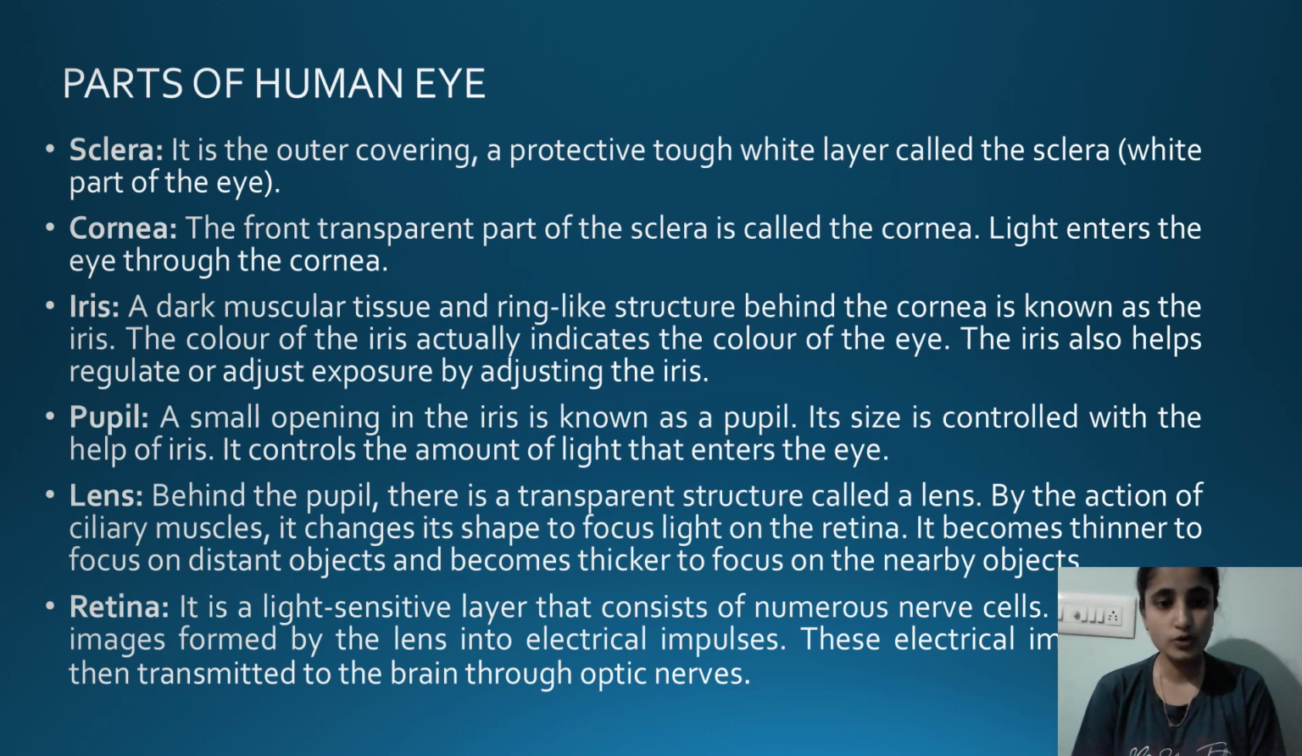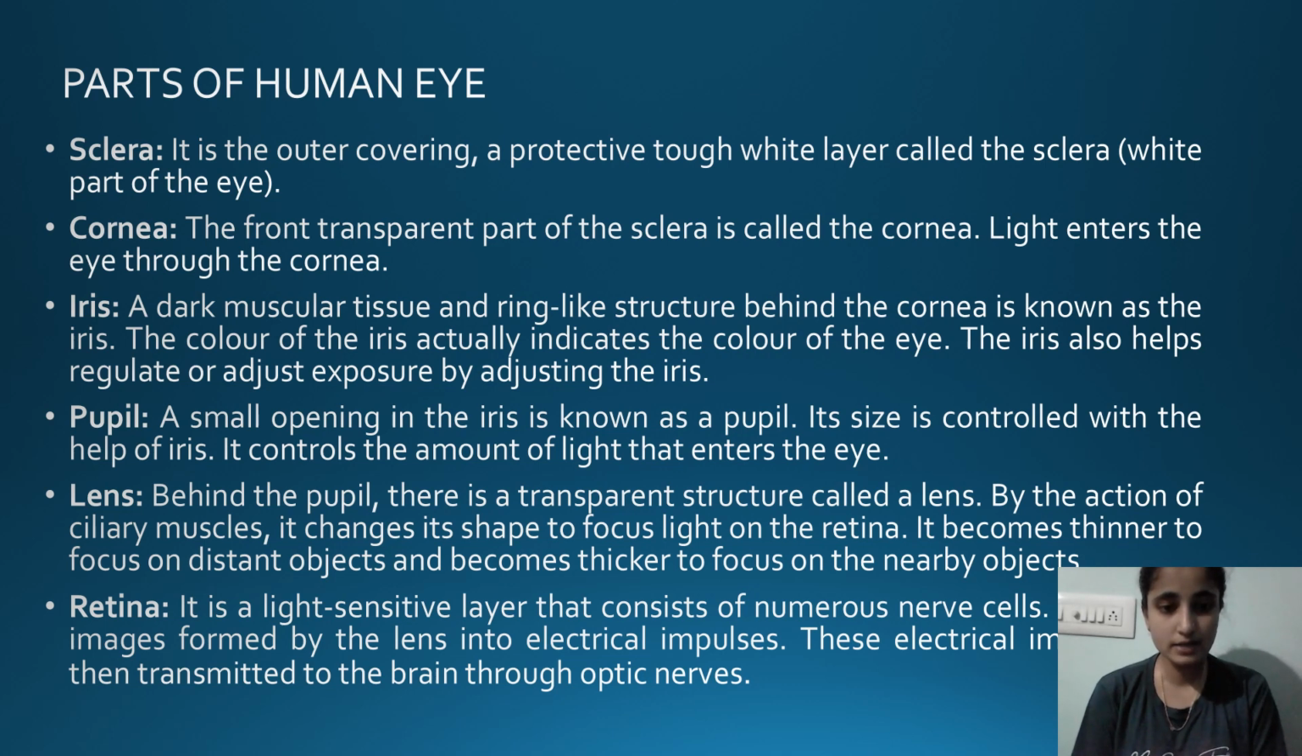The iris also helps regulate or adjust exposure. Pupil: a small opening in the iris is known as the pupil. Its size is controlled with the help of the iris. It controls the amount of light that enters the eye. Lens: behind the pupil, there is a transparent structure called the lens. By the action of its ciliary muscles, it changes its shape to focus light on the retina. It becomes thinner to focus on distant objects and thicker to focus on nearby objects.